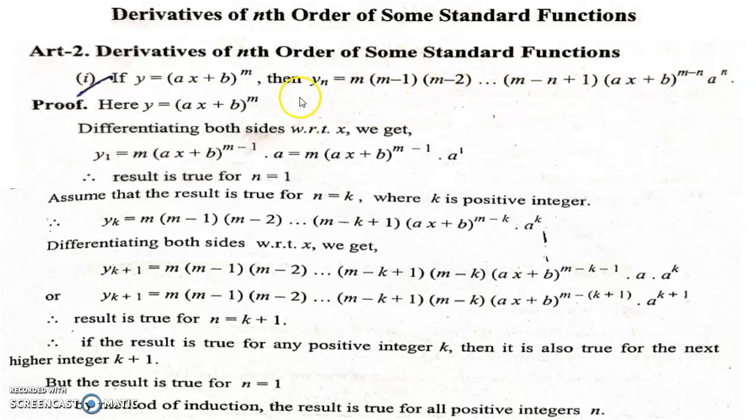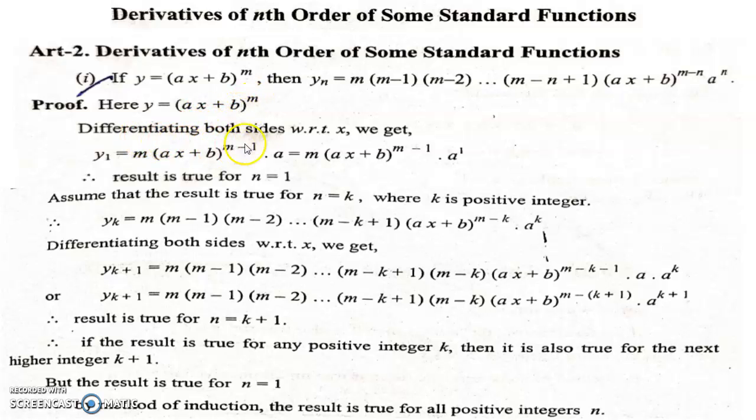Now to prove this formula, we shall use mathematical induction. By using mathematical induction, firstly we have to show that this formula holds for n is equal to 1. Then we shall suppose this result for n is equal to k, and then we shall prove this result for n is equal to k plus 1. So let us start. Here y is equal to (ax plus b) raised to the power m.